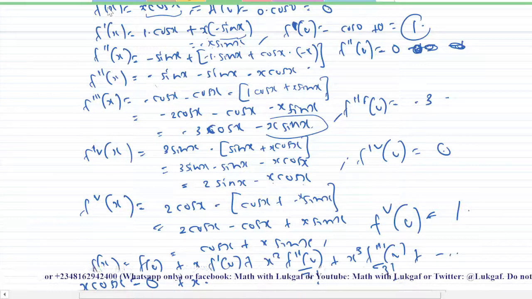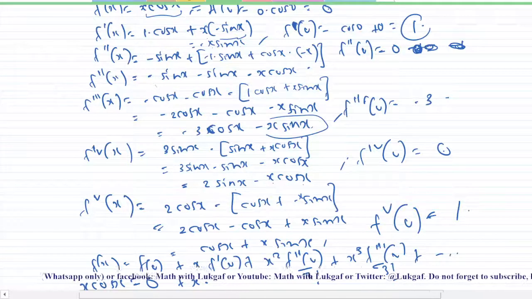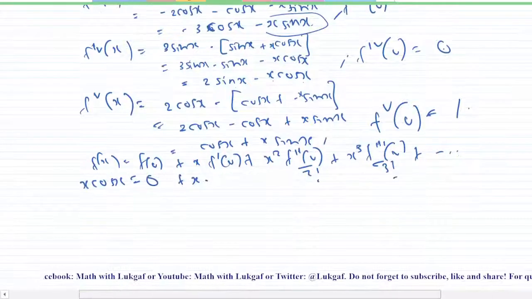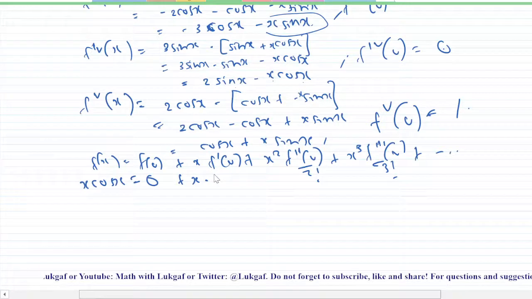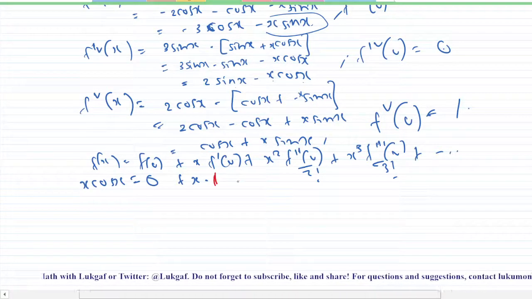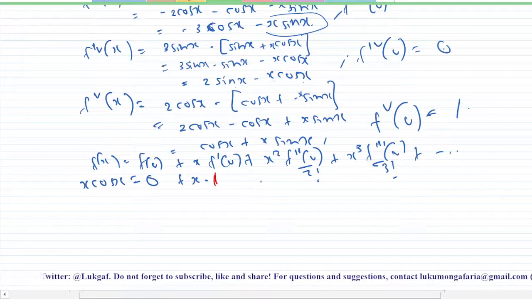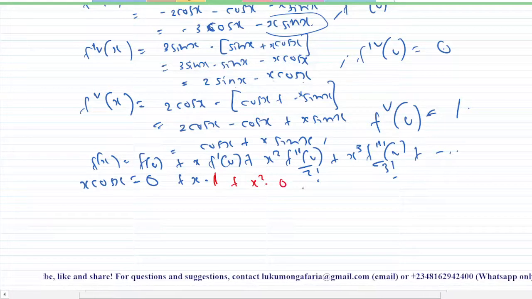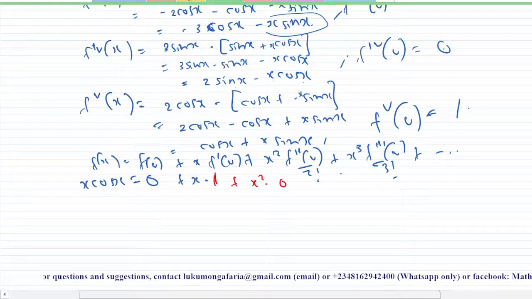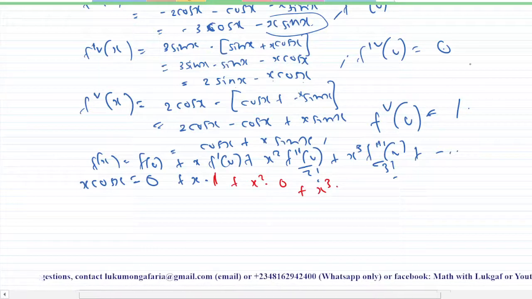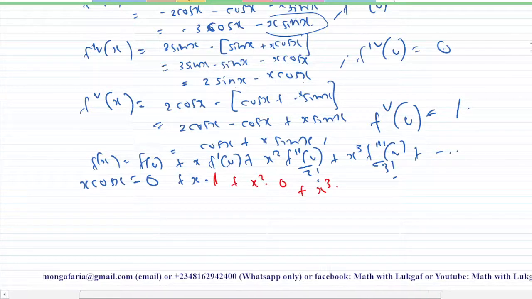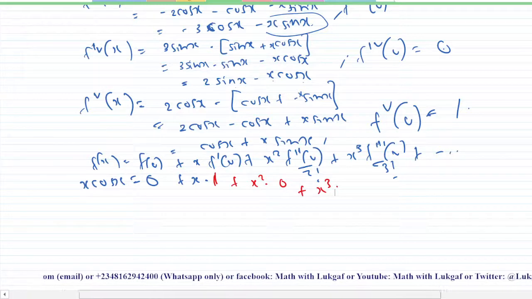Let me just change my marker. So that is 1. Then plus s squared f prime prime of 0, I think that is also 0. Then plus s cube f prime prime prime of 0 is what? What is f prime prime of 0? Let's check that.